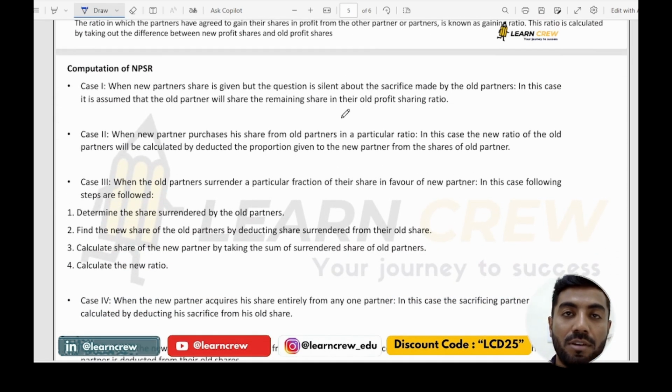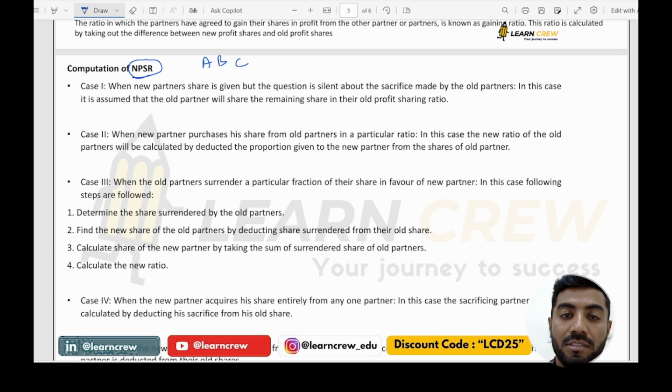Then comes the computation of the new profit sharing ratio. Whenever a new partner is coming in, what is the new profit sharing ratio? For example, C is the new partner coming in. Whenever a new partner comes in, what will be the new profit sharing ratio? We have 6 different cases here. We'll discuss that one by one.